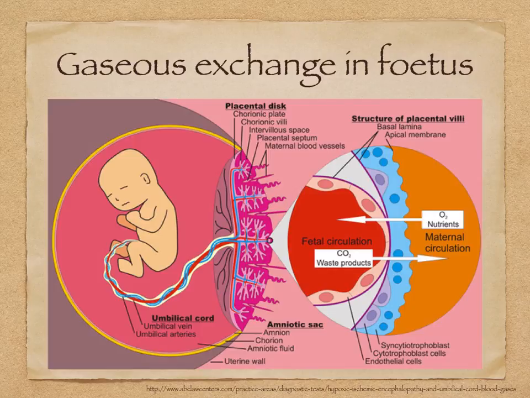Now remember that gaseous exchange occurs in the placenta, and the fetus's blood is not in direct contact with the maternal blood. Instead, it flows very closely past the mother's blood in its own capillaries in the placenta. So how does the fetal blood pick up oxygen from the mother's blood? Well, the fetal hemoglobin has a higher affinity for oxygen compared to the mother's hemoglobin. So let's have a look at the graph.